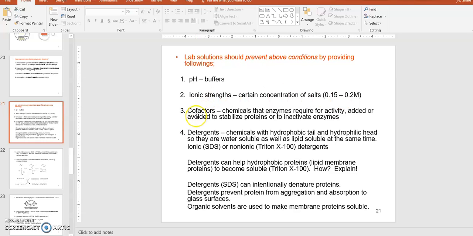Okay, and the cofactors are what? Enzymes normally need cofactors because they need metal ions and things to maintain the structure and activity. So you may need to add cofactors, or you may need to deprive cofactors if you want to protect your proteins from enzymatic degradation. Okay, so cofactors are important.